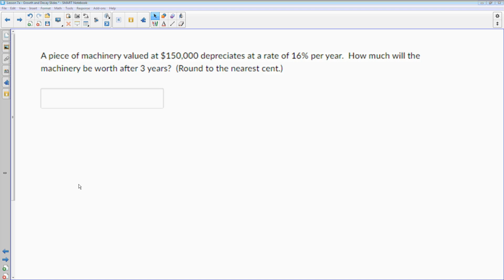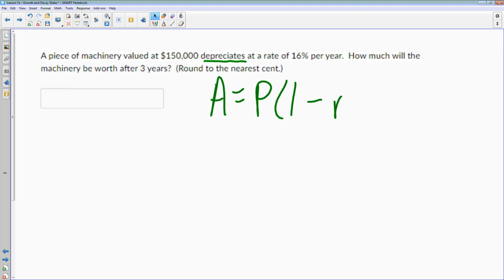So the first problem said a piece of machinery valued at $150,000 depreciates at a rate of 16% per year. How much will the machinery be worth after 3 years? Round to the nearest cent. All right, so we have to remember our formulas. Well, we don't actually have to memorize them. You can look in your notes and you'll notice that since it's depreciating, that means obviously it's decay. So our formula for exponential decay is A equals P times 1 minus our rate all to the t power.